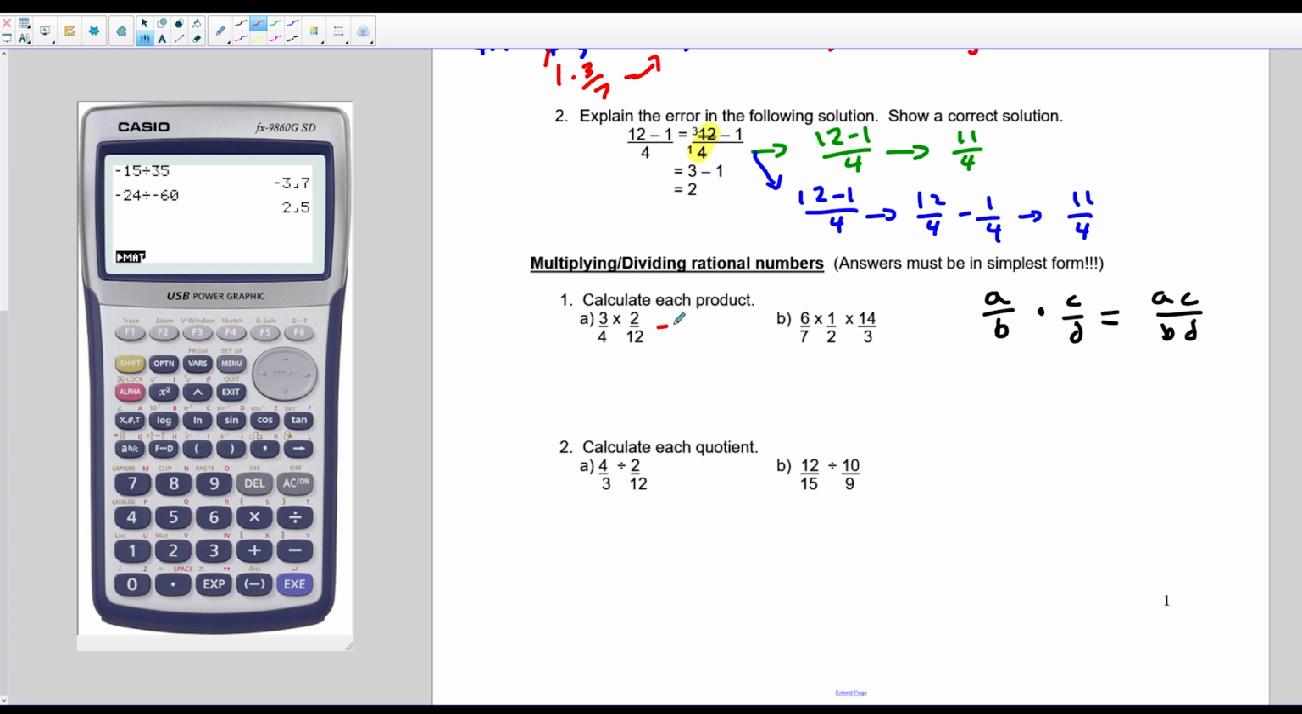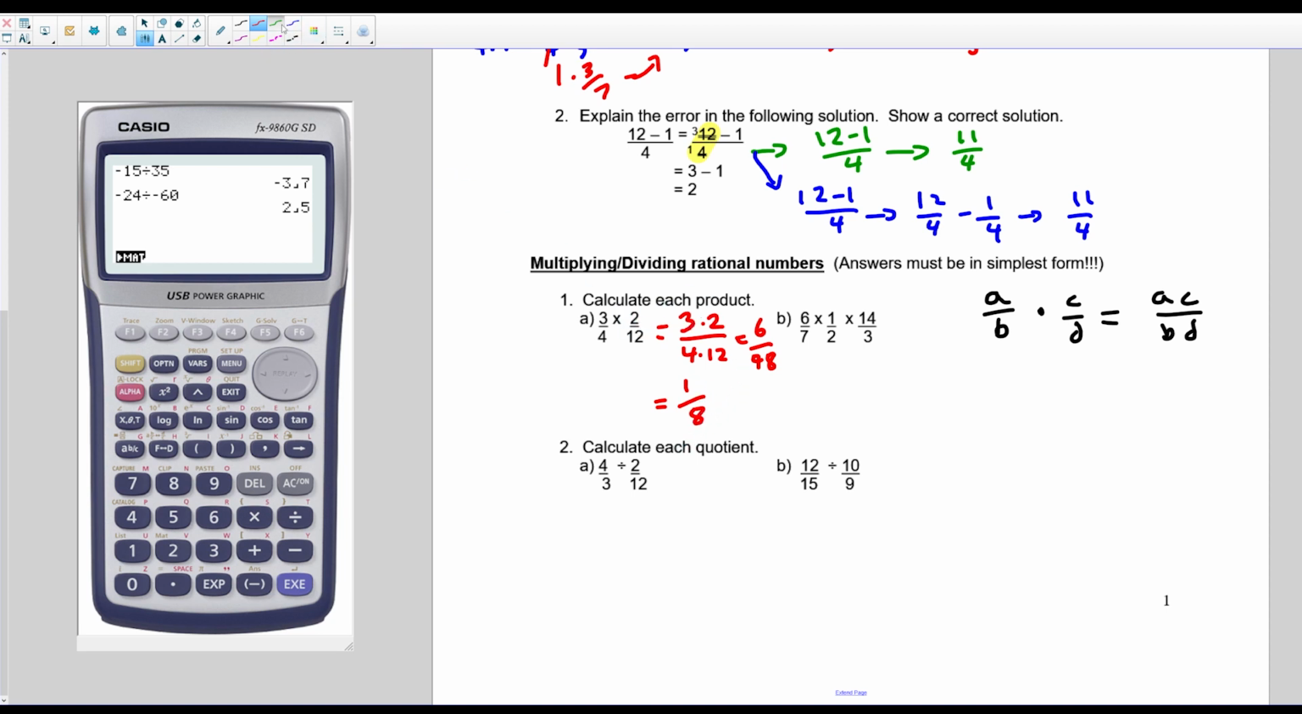Let me write that a little neater. 3 times 2 divided by 4 times 12. And we end up with 6 over 48. And we can cheat, use our calculator a little bit, and we get 1 over 8 as our answer.